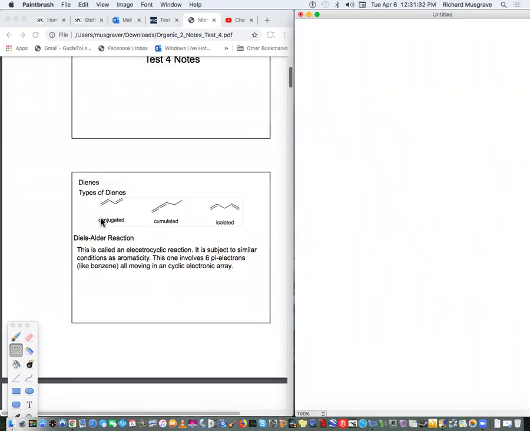So first of all, let's look at the kinds of dienes that we're talking about. Di means 2, ene means double bond. So we're talking about compounds that have 2 double bonds. Deanne, do you have a question?